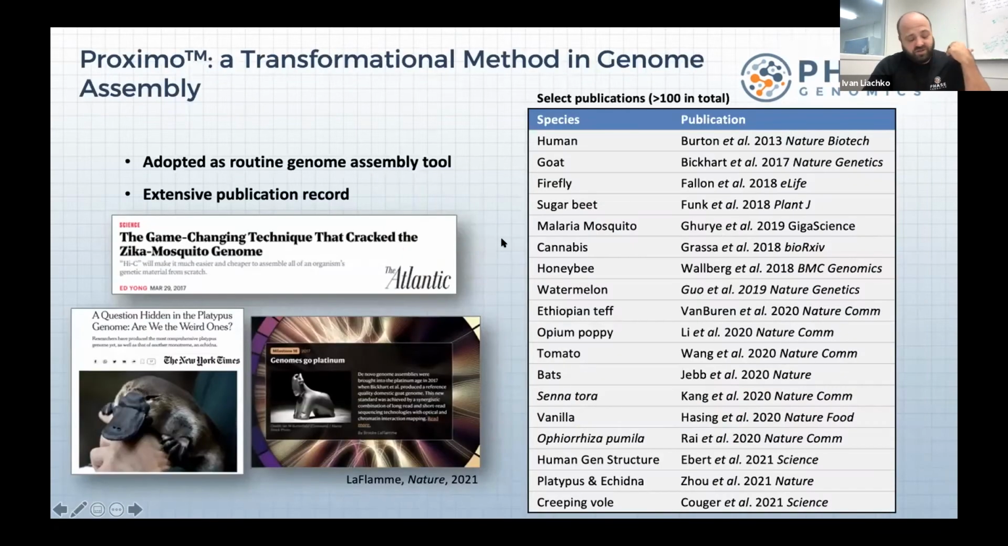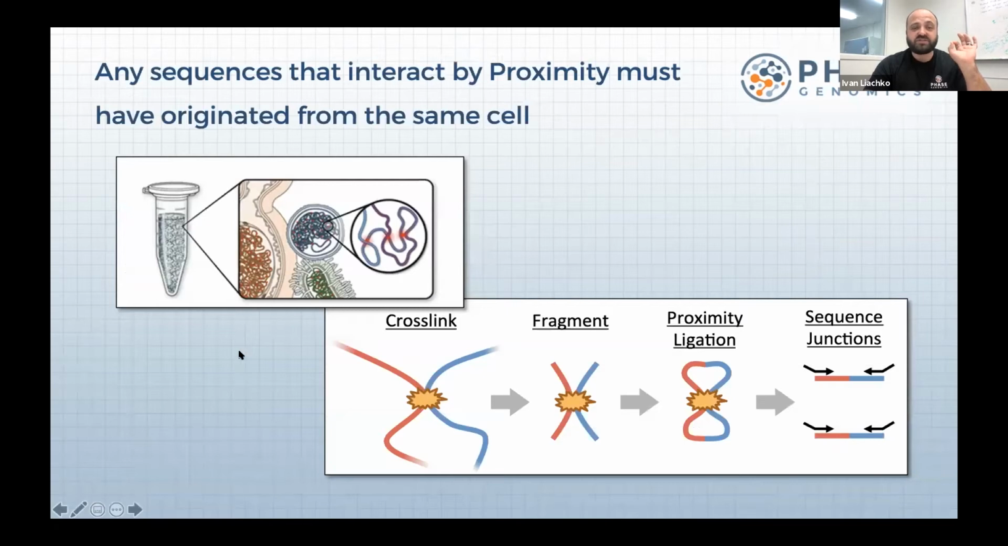If you guys are interested in genome assembly and scaffolding a genome, this is a well-trodden path. We've published this hundreds of times. It's been kind of in the popular press and all that. So if you guys are interested in having a genome assembled, phased, et cetera, please reach out. But this is the key slide of the talk.